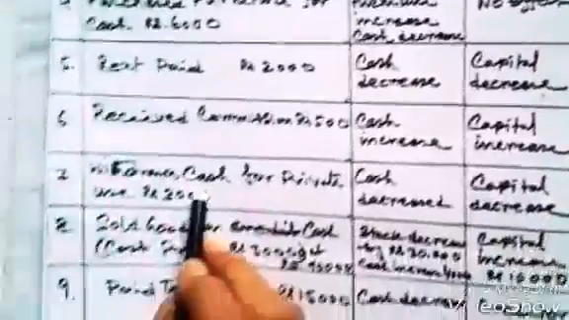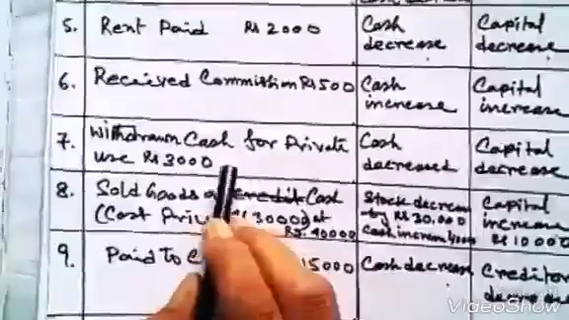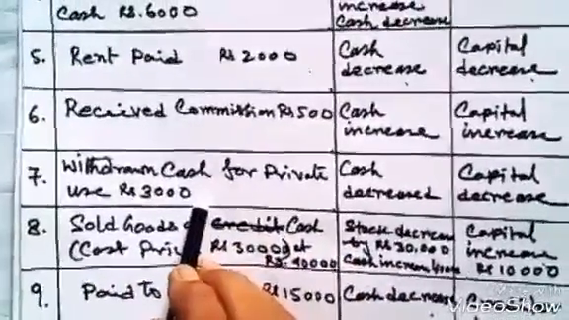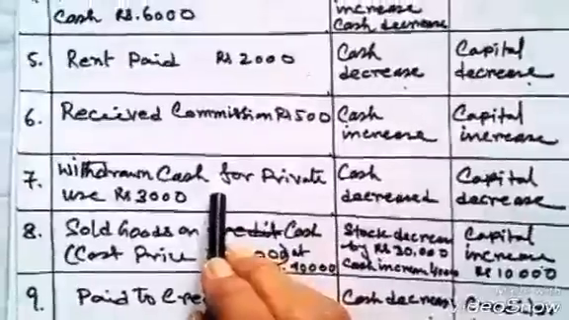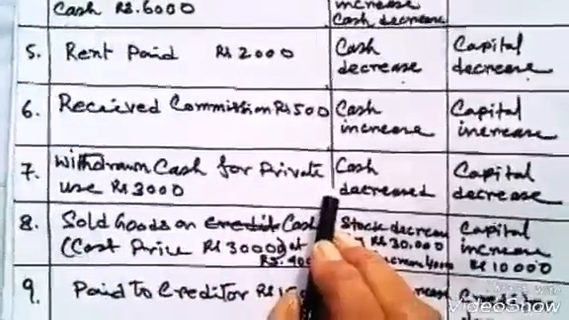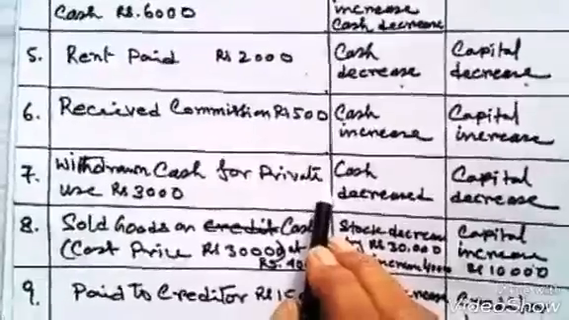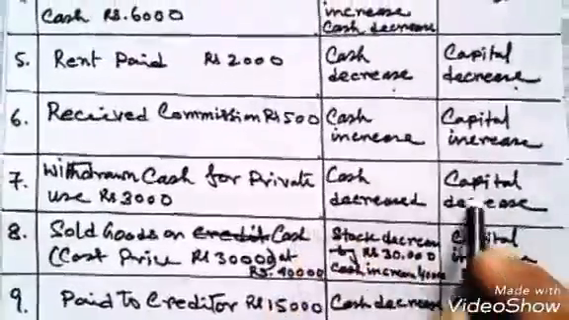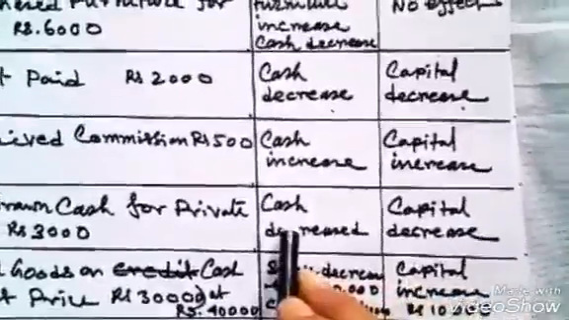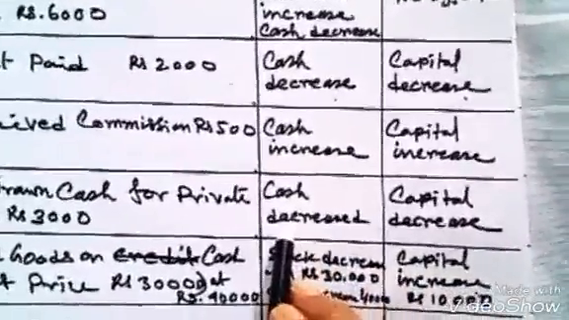Now transaction number 7, withdrawn cash for private use rupees 3,000. Just notice here, the cash withdrawn for private use, that means the owner has used this amount, so it decreases the capital by 3,000 and it decreases the cash by the same amount.